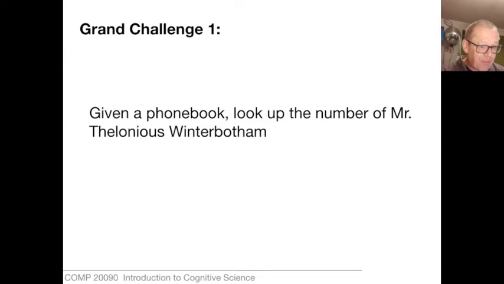If you have, then you will know how to address this challenge. If I give you the phone book and I say, please look up the number of Mr. Thelonious Winterbottom, you would know what to do. Here's a big phone book. Open it towards the back. Find W, WI. They're alphabetical. The names are stored in alphabetical order based on surname. And it would not take you long to find Thelonious Winterbottom's number. So that information is represented in the phone book and is easy to find.